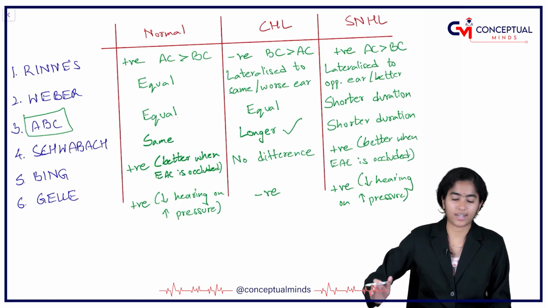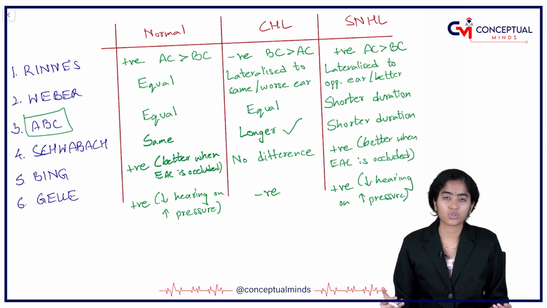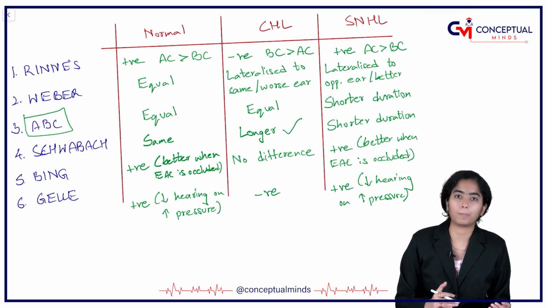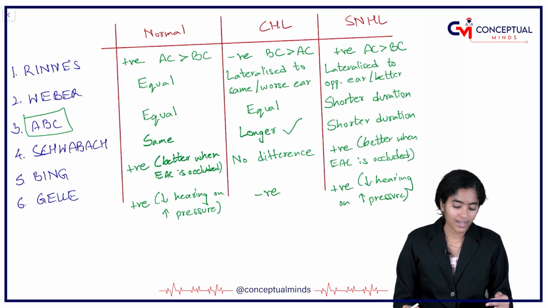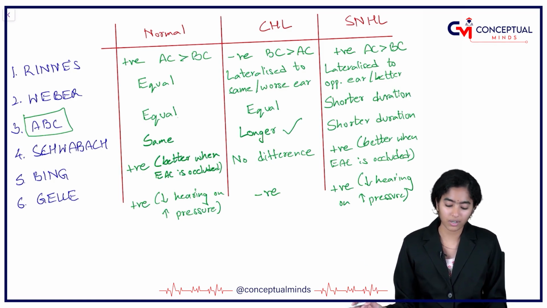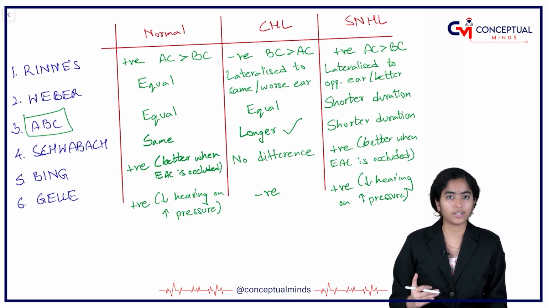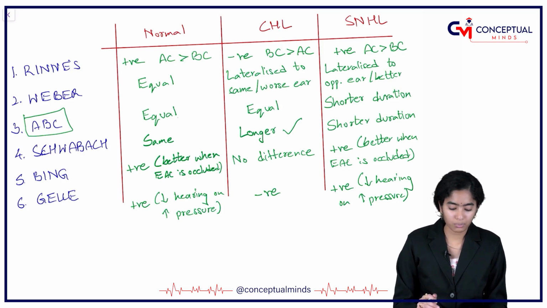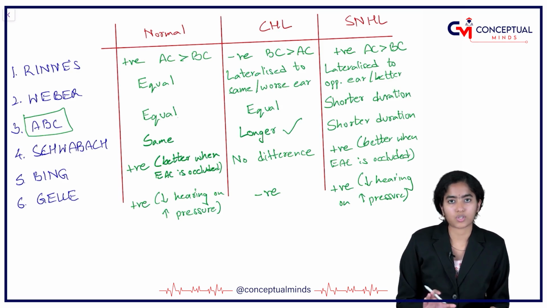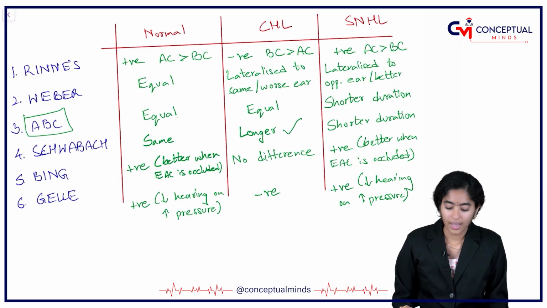Otherwise, there are three different scenarios. Like in Weber, equal in a normal person, lateralized to the worse ear in conductive hearing loss and lateralized to the better ear in sensorineural hearing loss. And in Schwabach's also there are three different scenarios. In a normal person, the patient hears the same as the examiner; in conductive hearing loss, he hears it longer than the examiner; and in sensorineural, he hears it shorter than the examiner. In absolute bone conduction, normal and conductive hearing loss will both hear equally, and a sensorineural hearing loss person will hear it for a shorter duration. Bing's test is positive in both normal and SNHL. Gelle's is also positive in both normal and sensorineural.